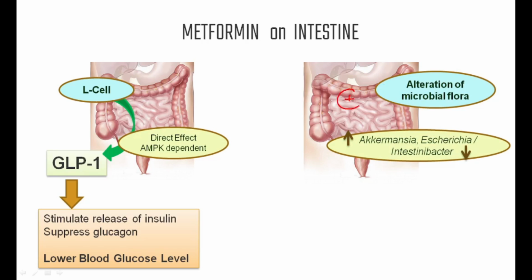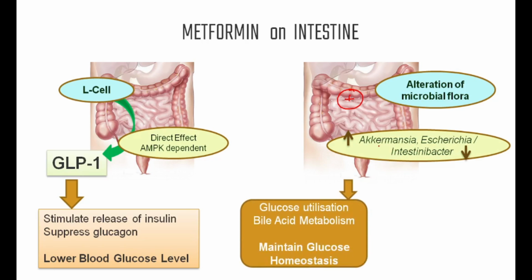Positive alteration of the microbial flora, like Echinacea or Escherichia, will be enhanced, and intestinal bacteria will be reduced. Now this alteration of the microbial flora will be useful to maintain the gut health as well as to maintain the glucose homeostasis.